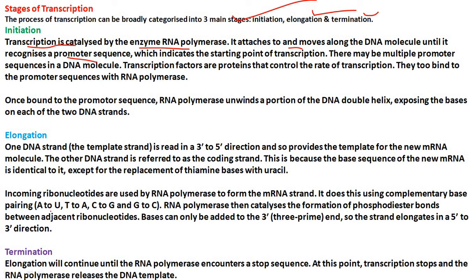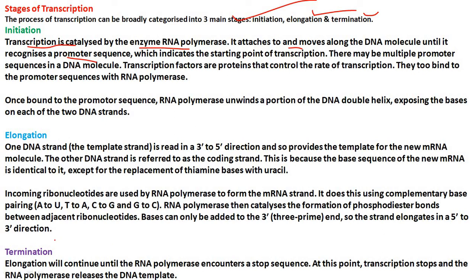I think it's very difficult and more complicated than the replication process. A to U, T to A, C to G, and G to C. The RNA polymerase then catalyzes the formation of the phosphodiester bond between the adjacent ribonucleotides. Bases can only be added to the 3' end, and so the strand elongates in a 5' to 3' direction.